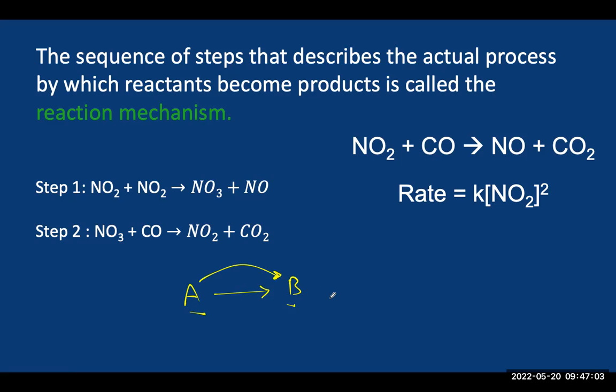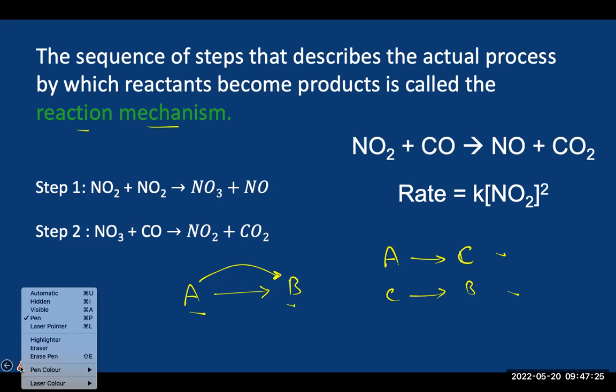But some reactions will go through different steps or a sequence of steps. So if A will be converted to C, and C will be converted to B, we have two steps to reach the product. If we have more than one step to reach the product, this would be called the reaction mechanism. So the reaction mechanism is just the sequence of steps that we have to go through to reach the product.